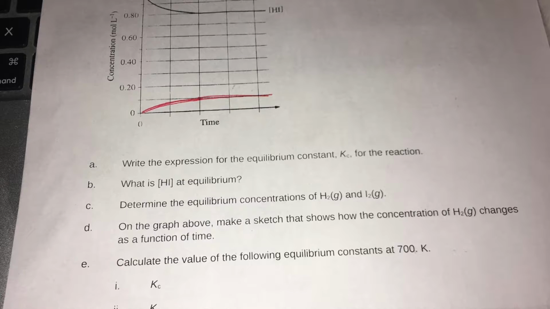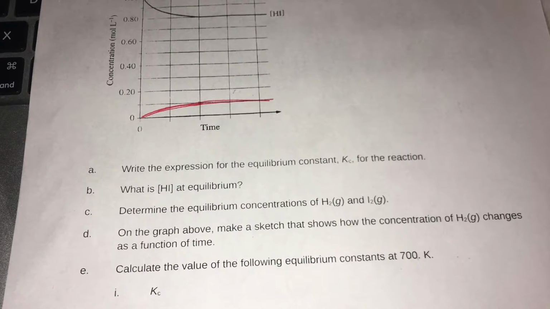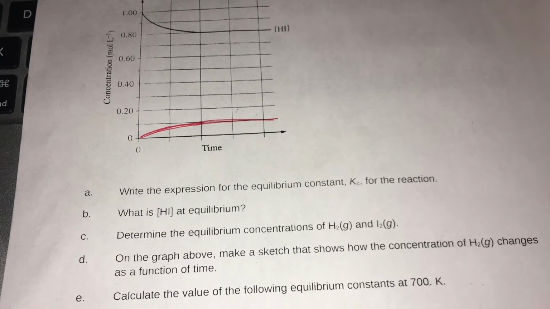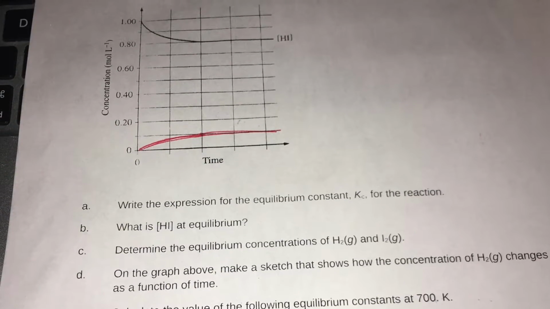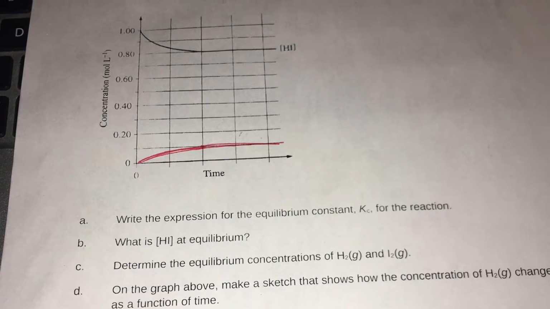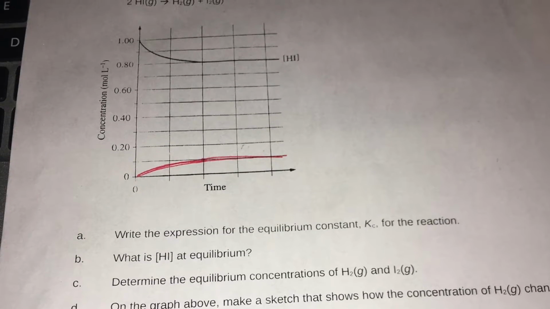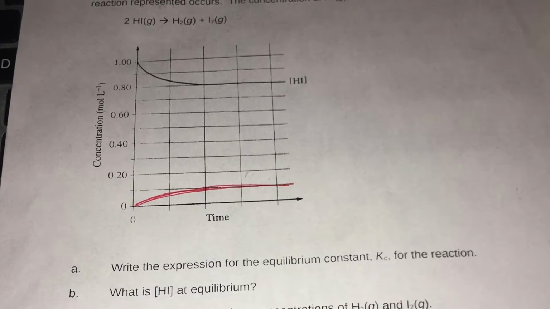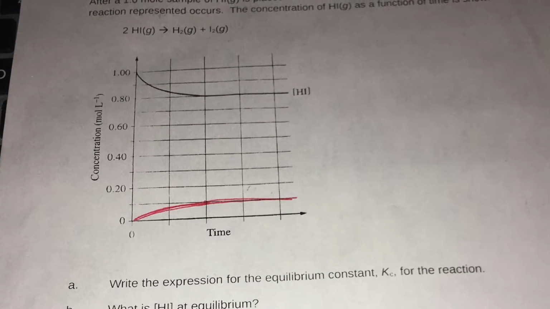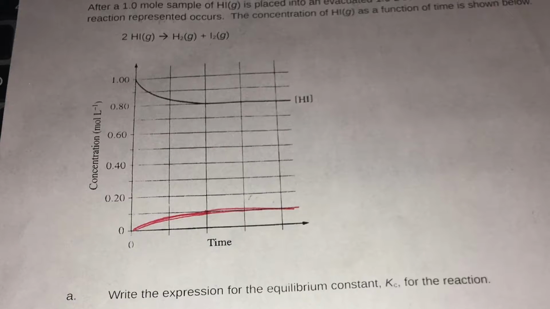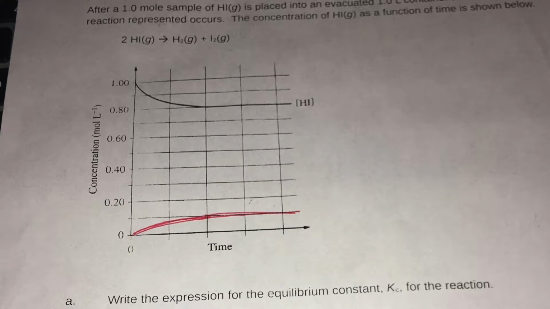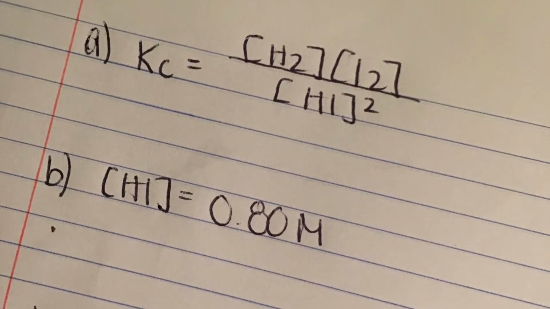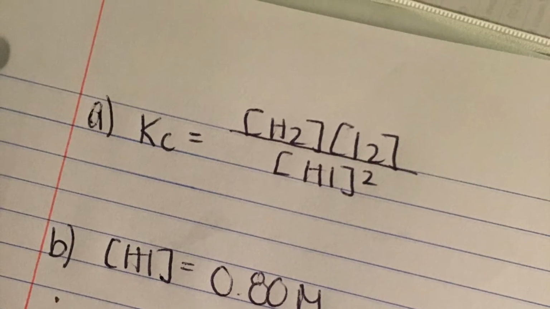Part B asks, what is the concentration of HI at equilibrium? We can solve this question by looking at the graph. A chemical reaction reaches equilibrium when the concentrations of the reactants and products do not change with time. On a graph, this looks like a straight line. So the concentration of HI at equilibrium is 0.8 molar because the concentration of HI remains constant at that concentration.